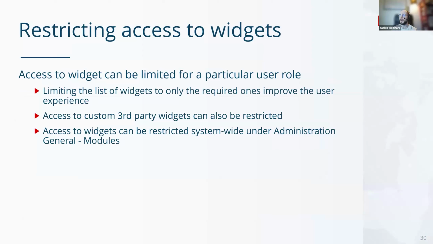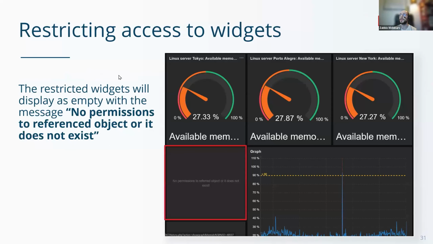We can improve our user experience if, for example, there are some custom widgets in our environment, community widgets, that only our admins use and other users don't need to even have access to them. So we can limit a list of widgets that our users can use to create their dashboards. We can restrict it system-wide under Administration, General, Modules settings. We can also restrict it on a role level. The restricted widgets will be displayed as "No permissions to referred object or it does not exist."